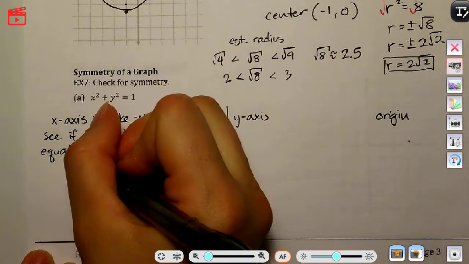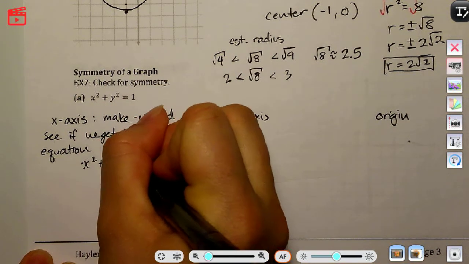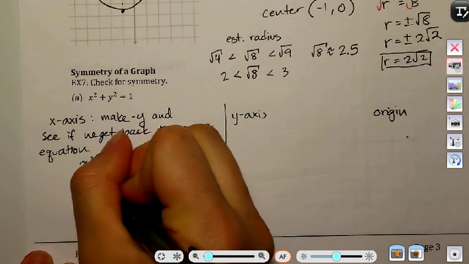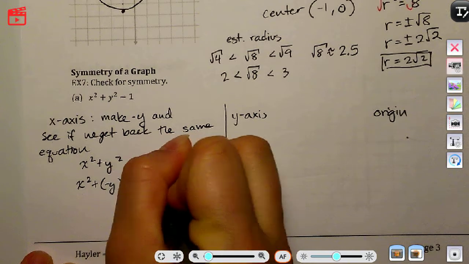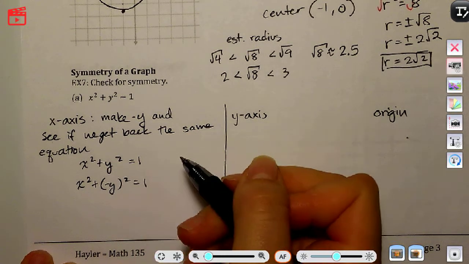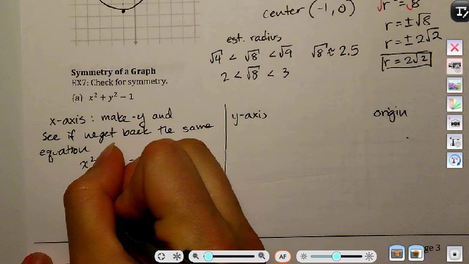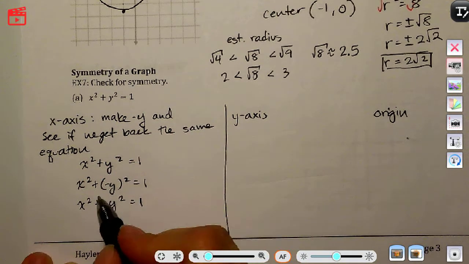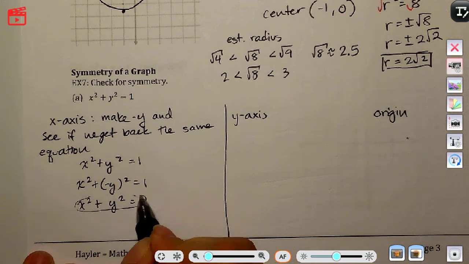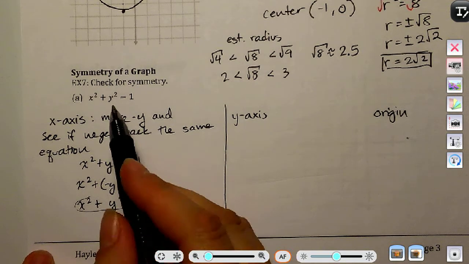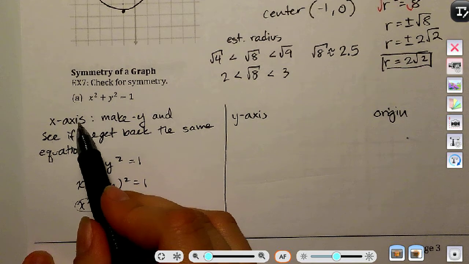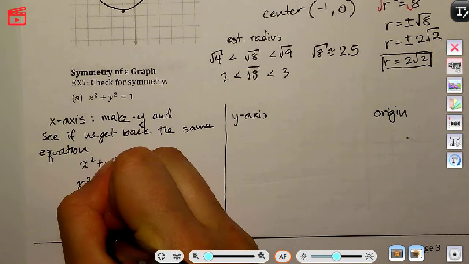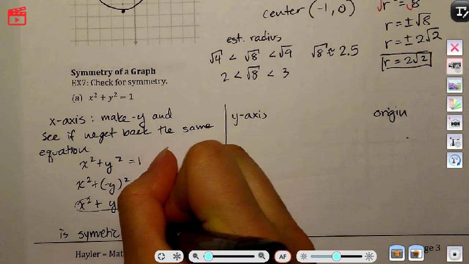So let's see, we're looking at our equation, x squared plus y squared equals 1. I'm going to make y a negative. And let's simplify this. Any quantity squared is going to be a positive, right? So that means this simplifies into that. And notice this is the exact same equation we started with. So our equation is symmetric about the x-axis.